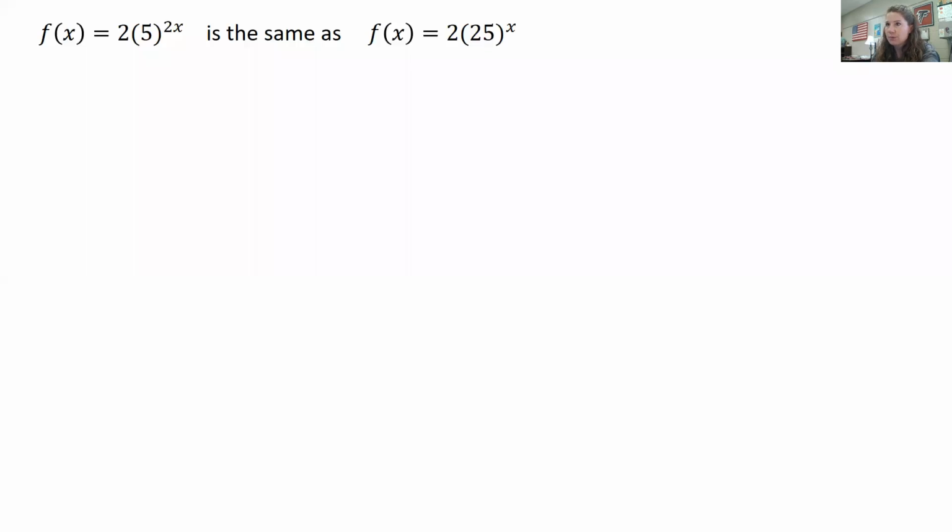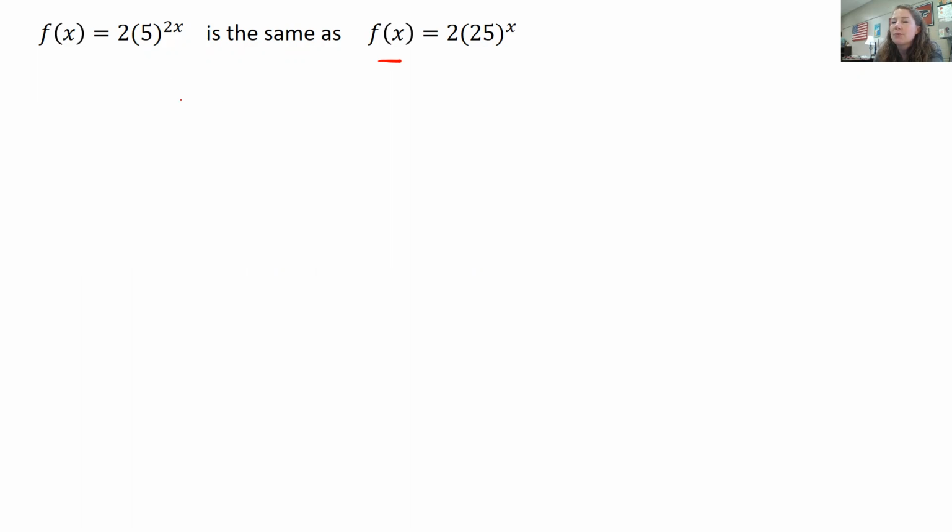So let me share my screen with you. All right, let's look at the first problem here on the top of the page. It says the function of x is equal to 2 times 5 raised to the 2x. That's the same as the function of x equals 2 times 25 to the x power.